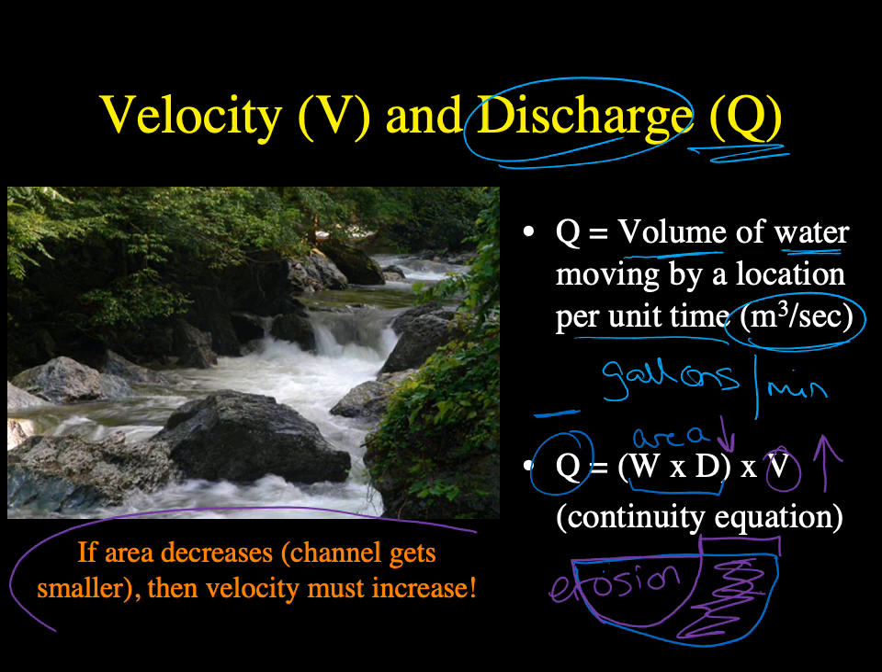Okay, so that's what I'm going over here. If the area decreases, if the channel gets smaller for any reason, the velocity must increase. And that's what they're having a problem with over on State Farm. Or they used to, rather. They used to have big problems with that because they were filling in parts of the New River channel over there and then having problems with downstream erosion.